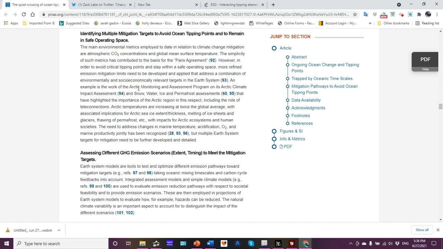And then they cite the Arctic Monitoring and Assessment Programme, the Arctic climate impact assessment, and snow, water, ice, permafrost assessments, which highlight the importance of the Arctic region. Yeah, things are crazily going on in the Arctic.